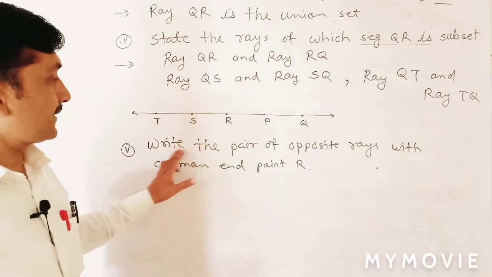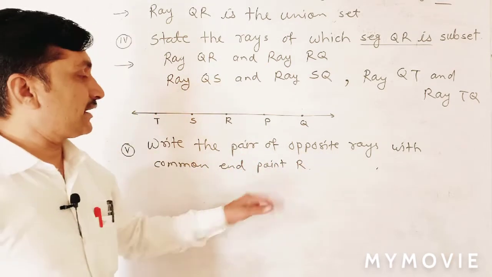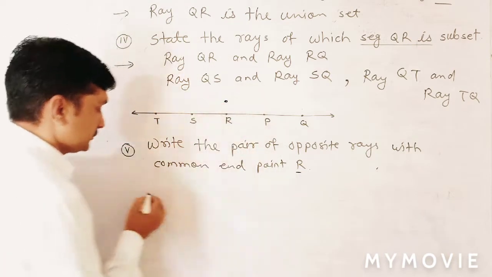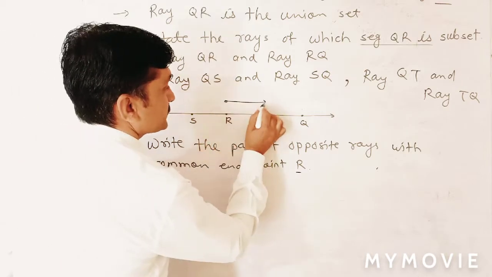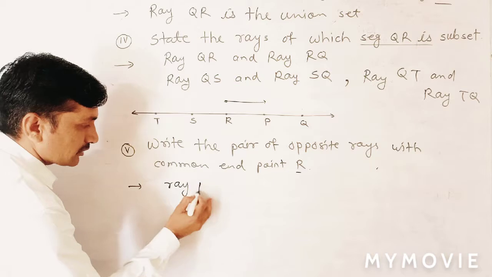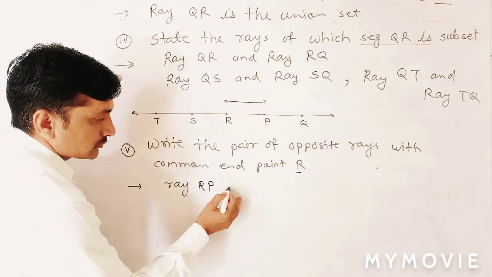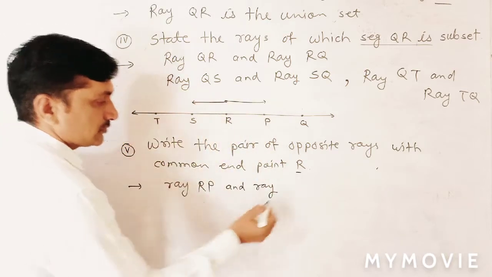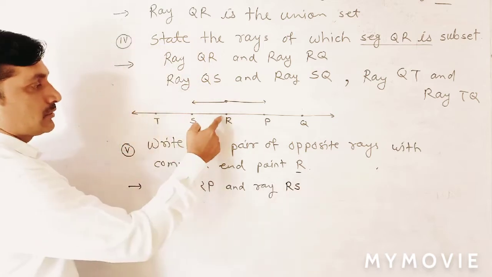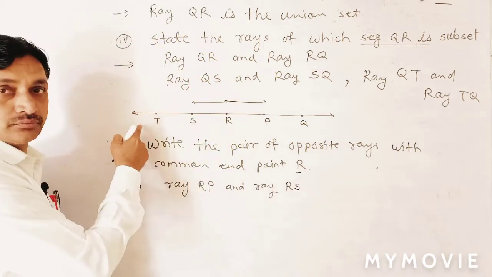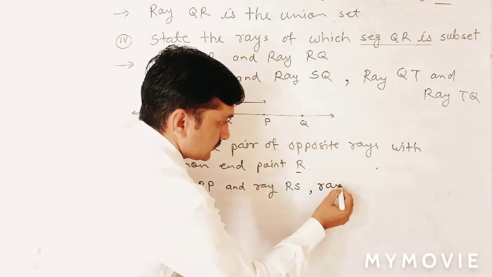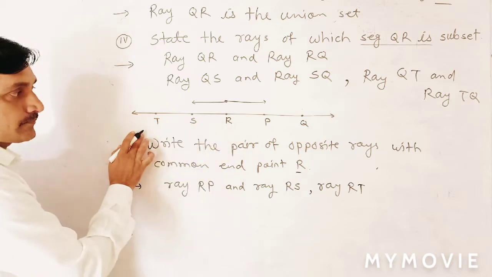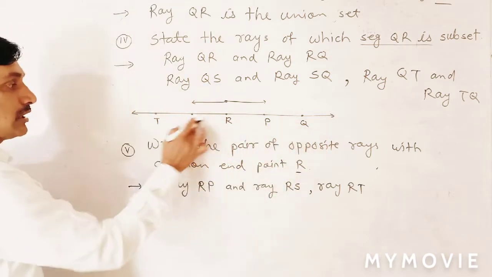Example number 5. Write the pair of opposite rays with common endpoint R. Common endpoint R means we have to start from R point and opposite. Then which can we write? First this, ray RP, and what is the opposite of RP? Then ray RS, and ray RT also. These are opposite: RP, opposite RS, RT. Then RQ, opposite RS, RT.